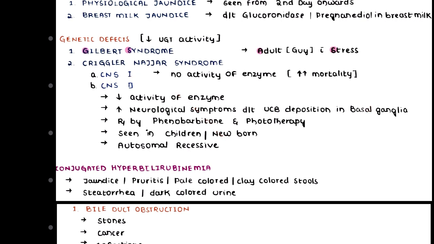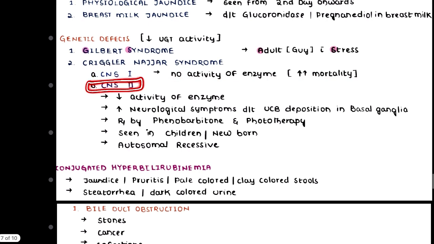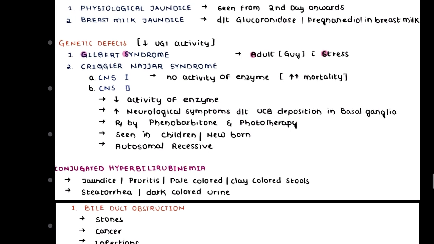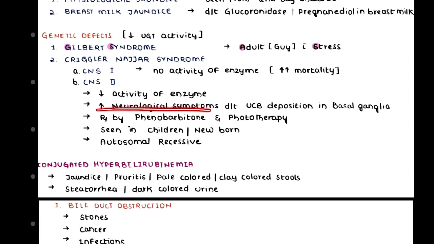So this CNS type 1 is so dangerous, there is no activity of the enzyme and the increase in mortality is so high. Now talking about type 2, what is going on here is there is less activity of the enzyme. There can be neurological symptoms also because of unconjugated bilirubin deposition into the basal ganglia, but it is not fatal like CNS type 1, which was causing kernicterus.